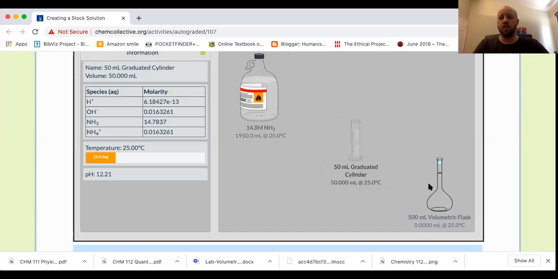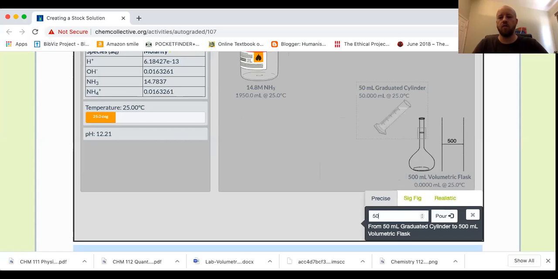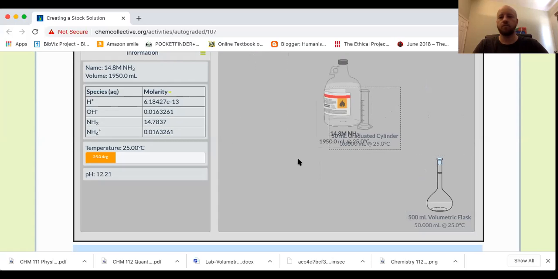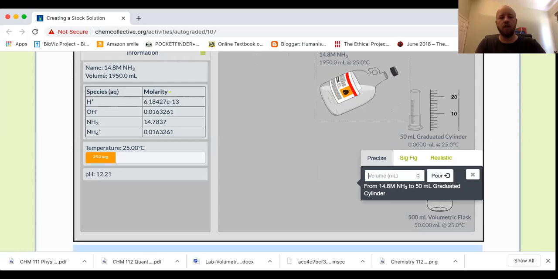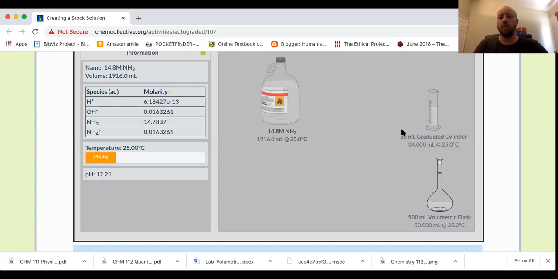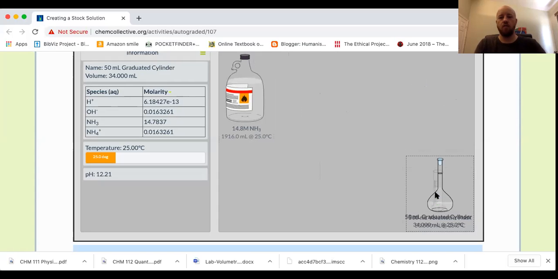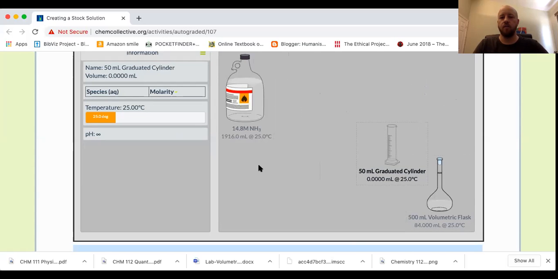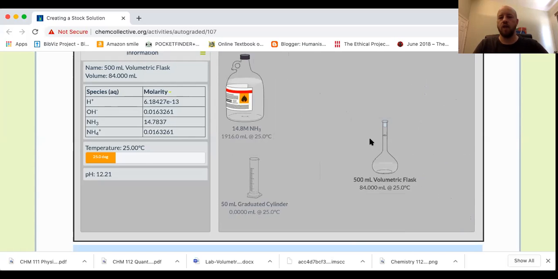Now we want to transfer this to our other flask. We just had 50 milliliters in there to start with, and we'll notice our volumetric flask now has 50 milliliters in it. Now we're going to measure out the remaining 34 milliliters. You'll see the bottom of the meniscus show up there. Then we can transfer the remaining 34 milliliters into our flask. So now we have our flask with 84 milliliters of the ammonia.